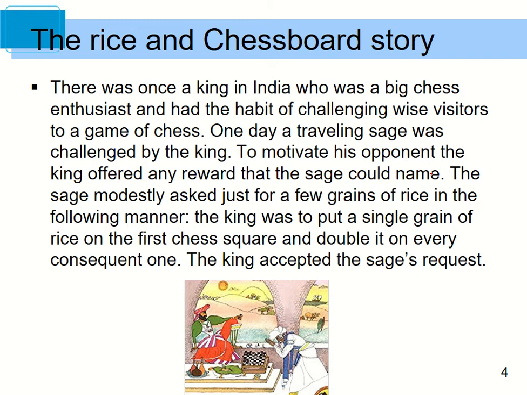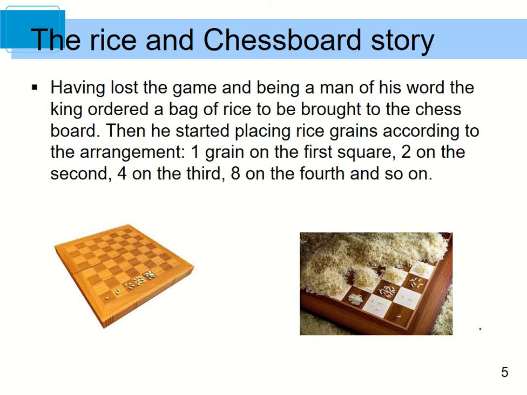So, what did the sage request? The sage requested, right, to give a few grains of rice in the following manner. The king was to put a single grain of rice on the first chess square and double it on every consequent one. So the king actually accepted the sage's request. Now then, the king finally lost the game.